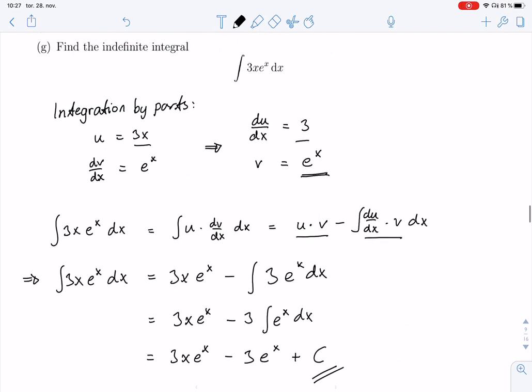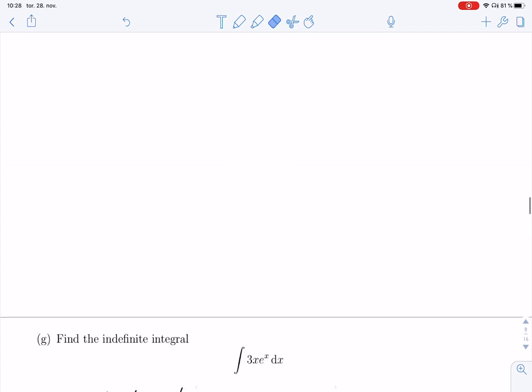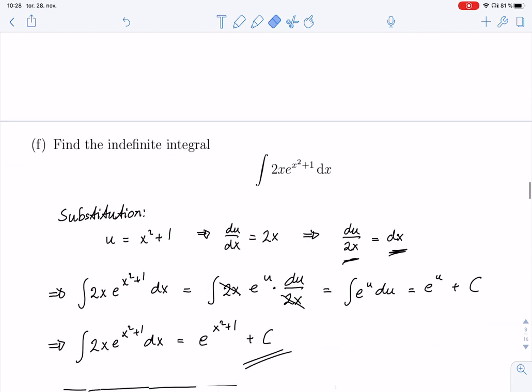So integration by parts here, because I have something with e multiplied with something else by x, and it becomes simpler when I use integration by parts. And here, because this is making trouble for me, and the derivative of that is already in the integral.